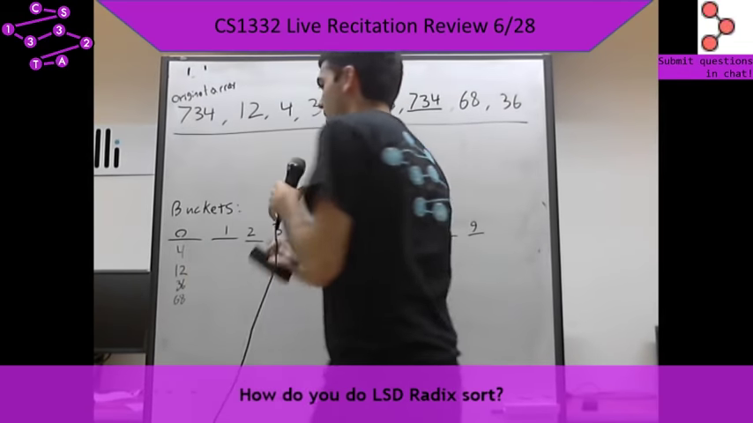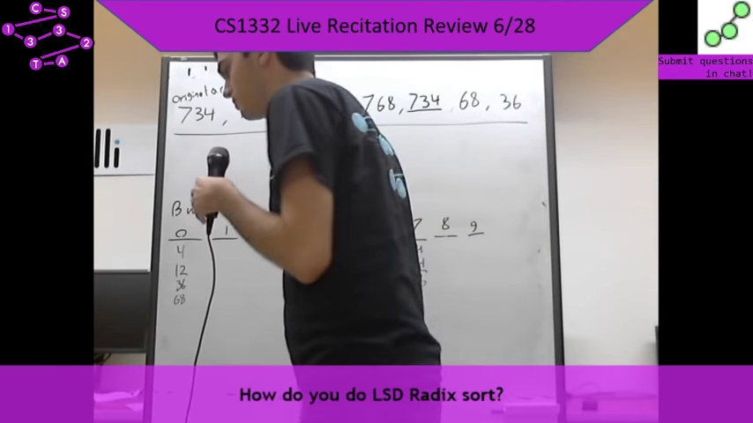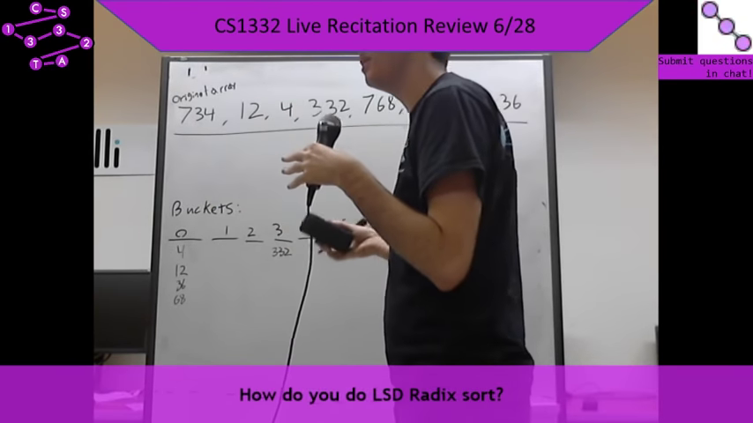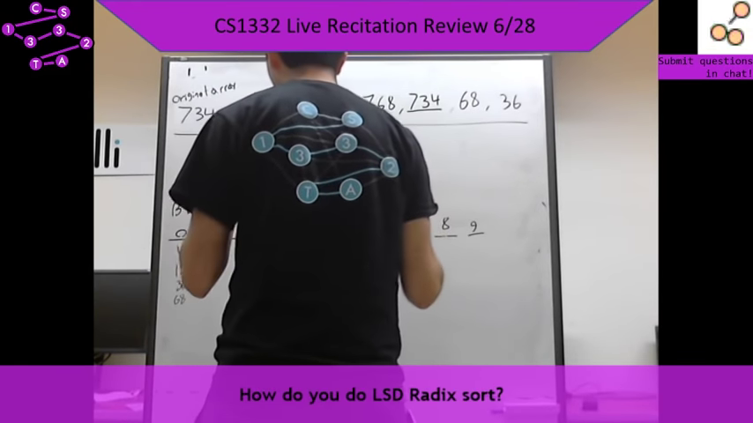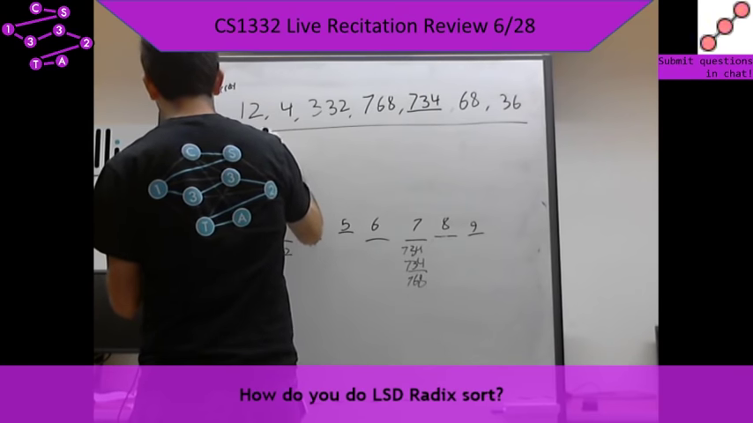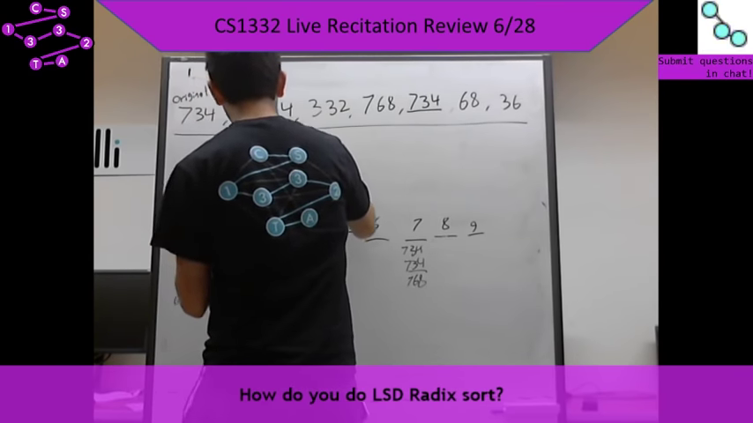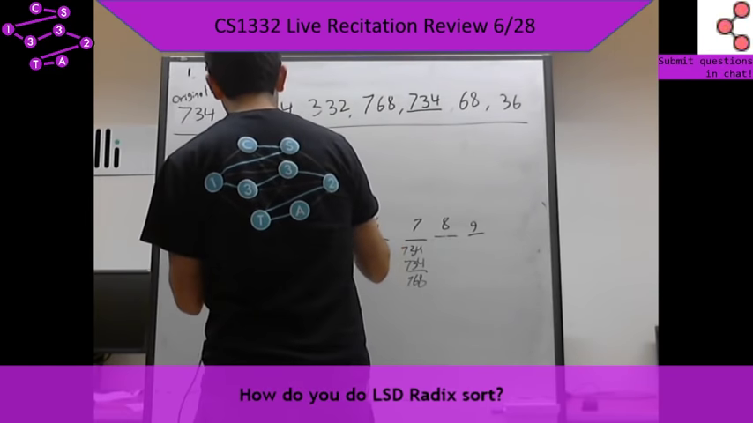So you'll see if you're diagramming LSD radix sort, as you get closer to the last iterations of your sort, a lot of things will end up in the 0 bucket, but that's perfectly okay. Now we empty our buckets, we get 4, 12, 36, 68. Nothing on 1, nothing on 2. 3 has 332.